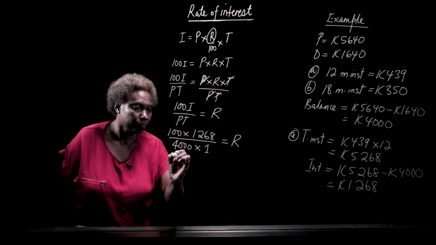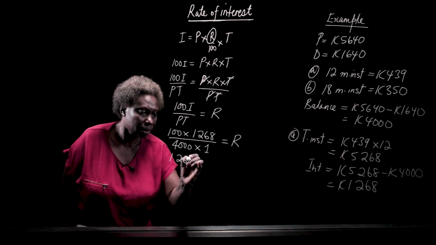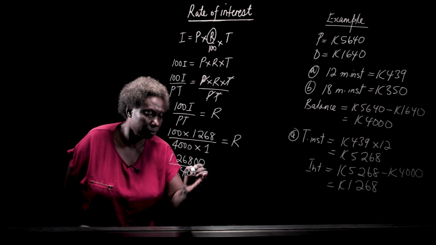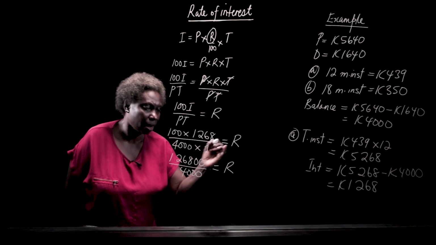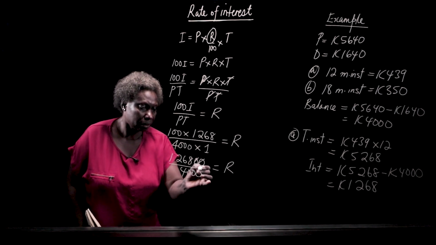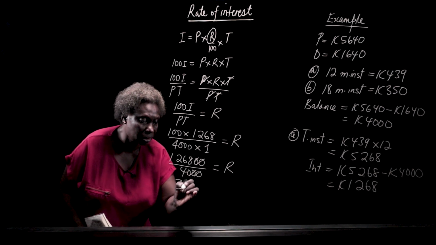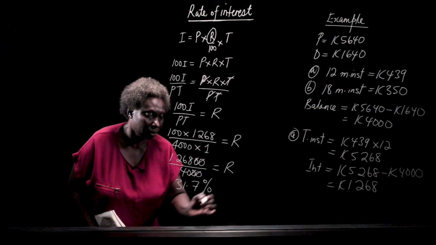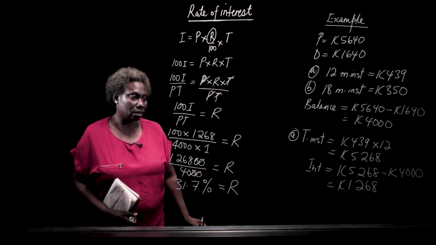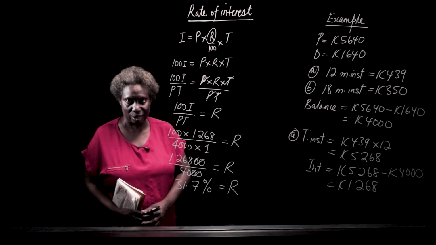So now we have 126,800 over 4,000 is equal to R. Therefore, our rate when we calculate, that would be 31.7%. So 31.7% is the rate that is charged on the scooter when you make the payment for 12 monthly installments.